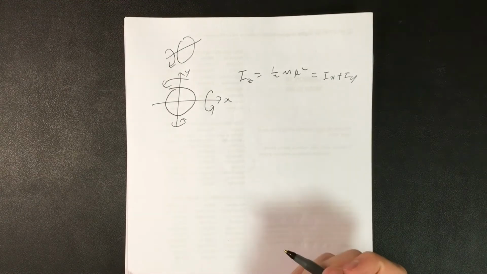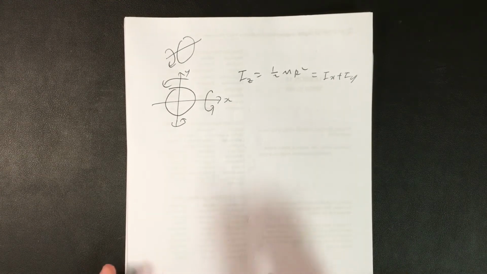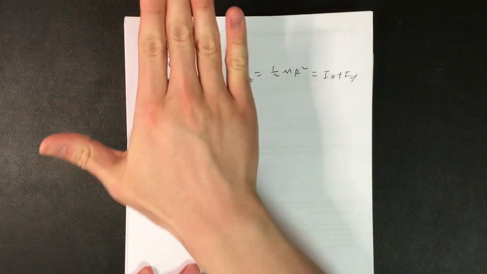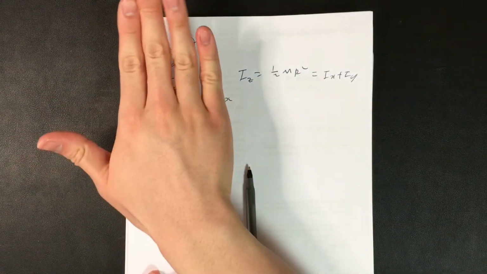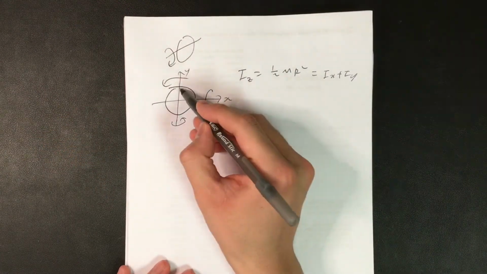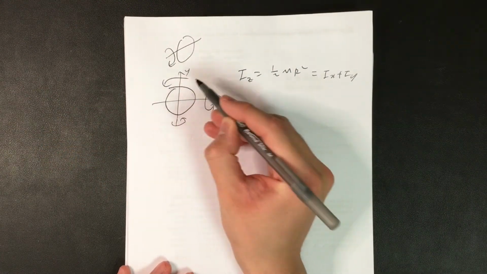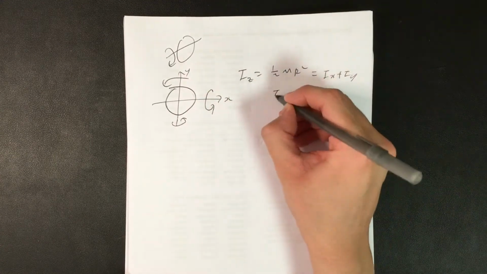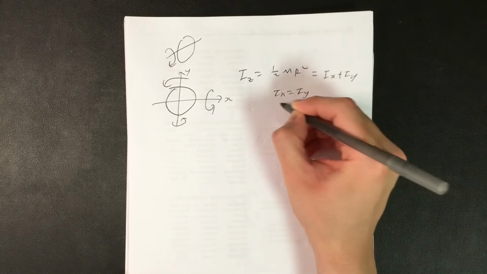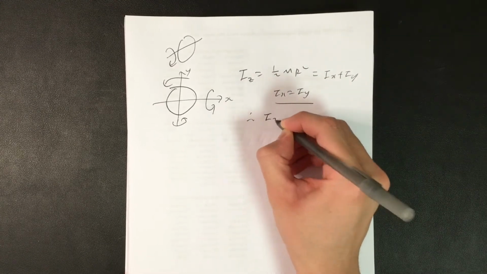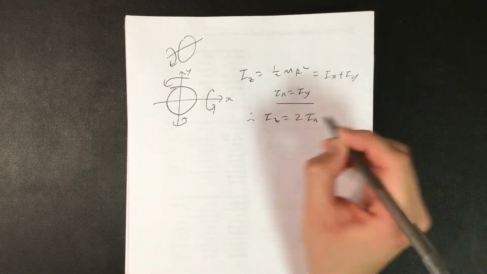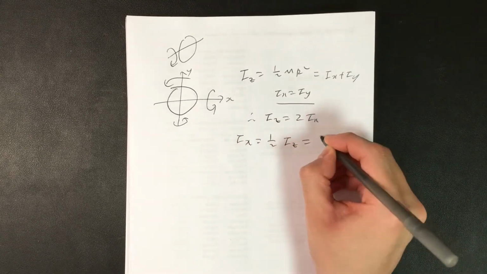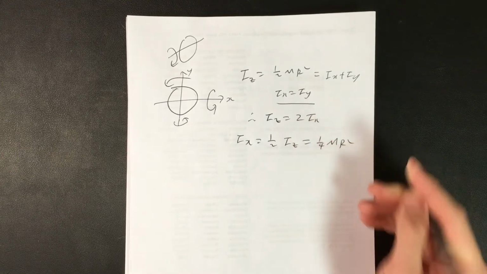Now from symmetry, ix and iy are the same, because if the circle is rotated this way and if the circle is rotated that way, since the shape and the orientation of this circle is the same for both the x direction and the y direction, ix is actually the same value as iy. Therefore, iz equals 2 times ix, and conversely, ix is 1/2 of iz, which would be 1/4 mr squared.